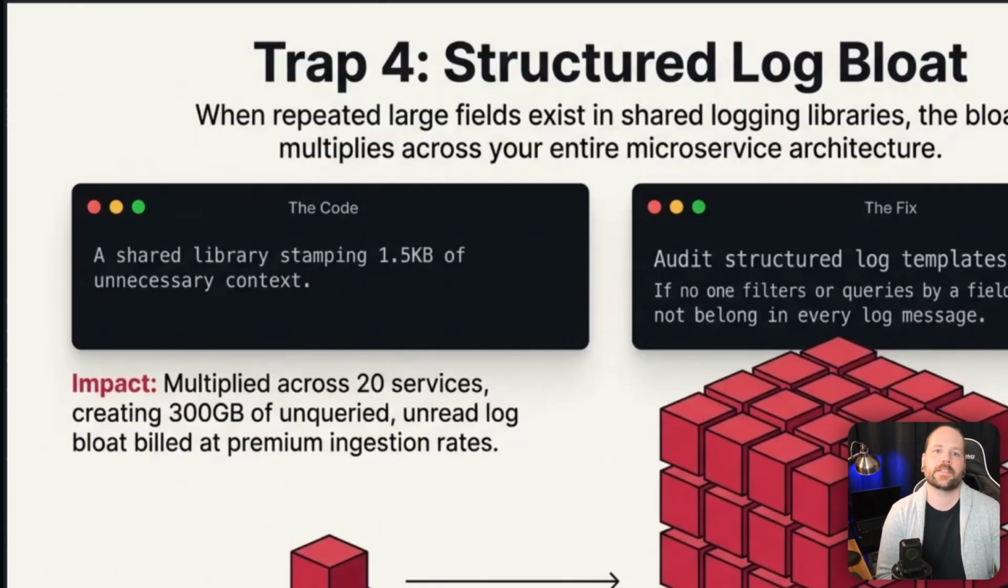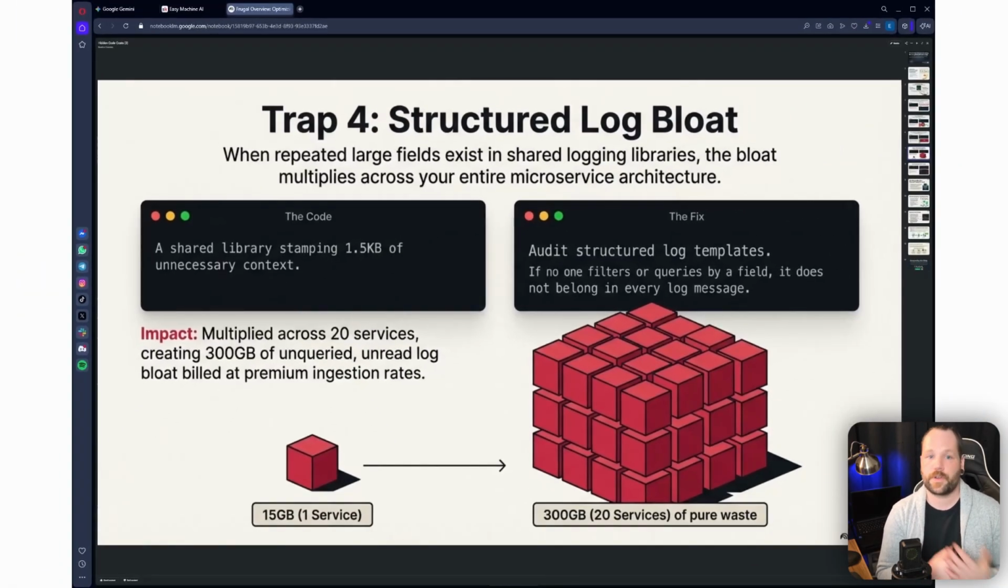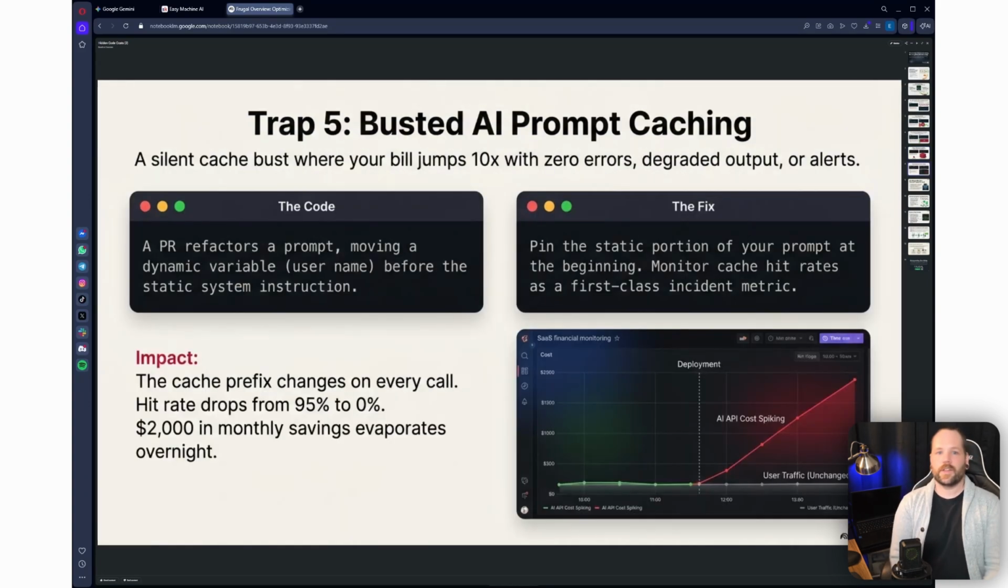The solution to this is to move large contextual fields to trace spans or specific debug context rather than embedding it in every single log line. Frugal can detect bloated log templates by comparing field sizes across messages and flagging repeated large payloads that drive disproportionate costs. The last cost trap is the busted AI prompt cache. And this is the sneakiest one on the whole list because there's no error, there's no degradation in quality, there's no alarm, there's just a more expensive bill.